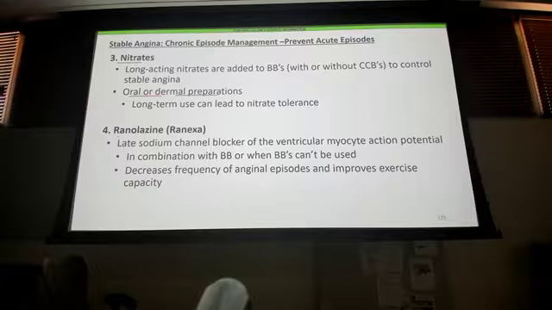And then the last one is ranolazine, which is a sodium channel blocker, and this works great in conjunction with the nitrates and in conjunction with the beta blockers, and it decreases the frequency of anginal episodes and improves exercise capacity. So that's the treatment for preventing recurrent stable angina attacks.